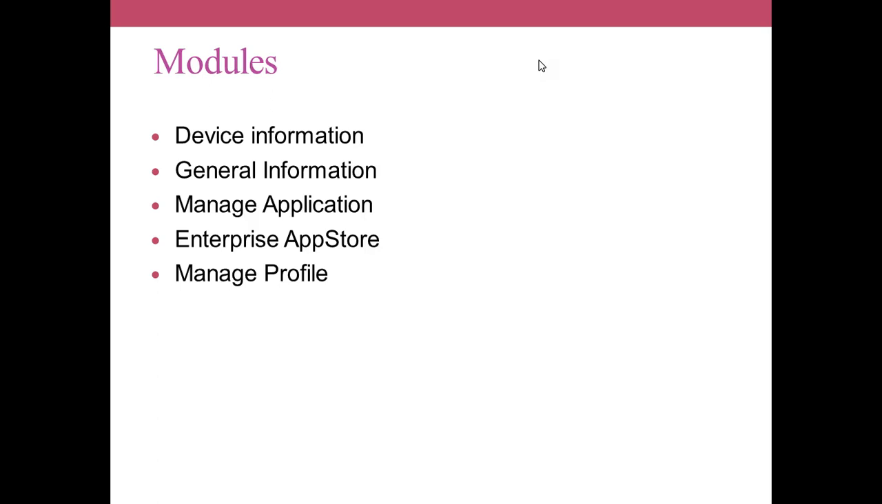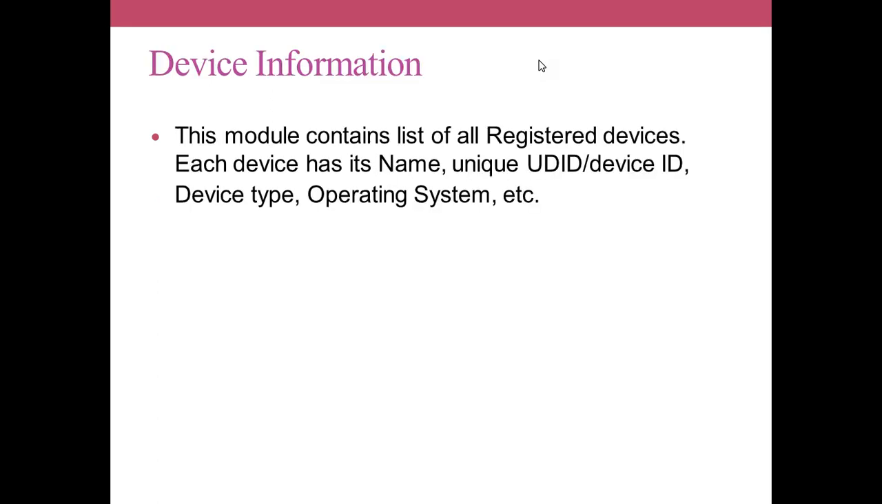The total number of modules is 5. First one is device information. Second one is general information. Third one is manage application. Fourth one is enterprise app store, and the last one is manage profile.